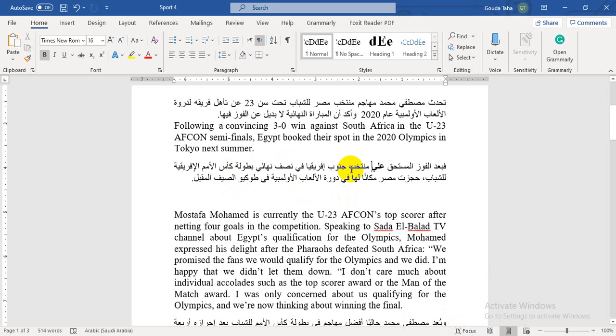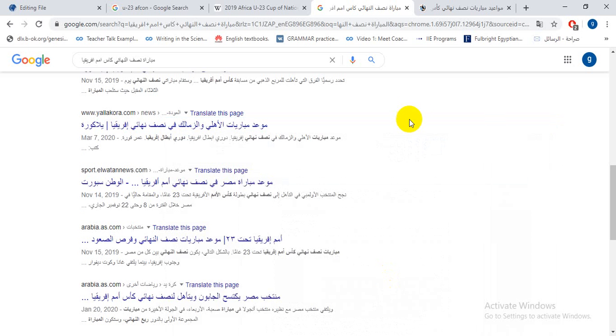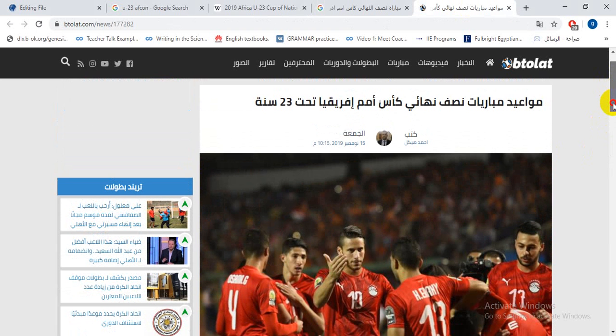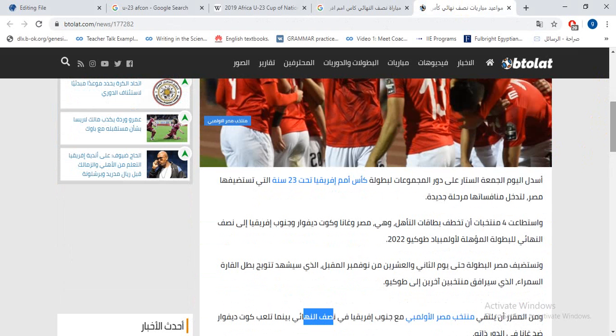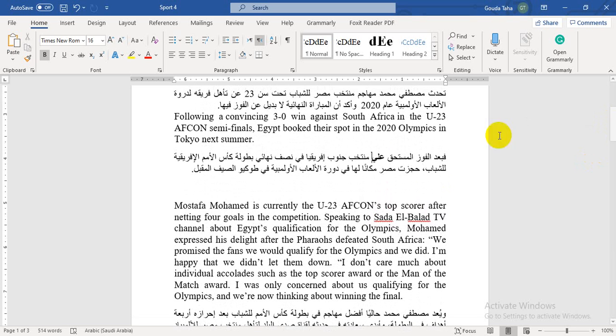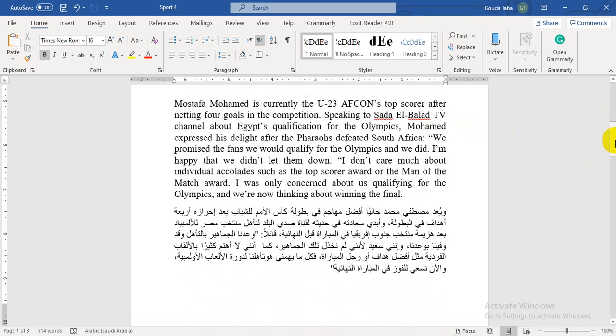في نصف نهائي بطولة كأس الأمم الإفريقية للشباب. And as we said, how did they say? See? Under 23, they also say تحت 23 سنة. So تحت 23 سنة is acceptable. So كأس أفريقيا تحت 23 سنة. So we could say بطولة كأس الأمم الأفريقية للشباب أو تحت 23 سنة أو كأس الأمم الأفريقية تحت 23 سنة. So وقد حجزت مصر. Do we have the same information? Yes, here and here.